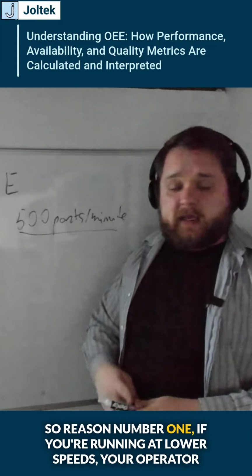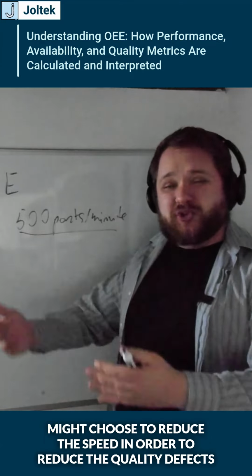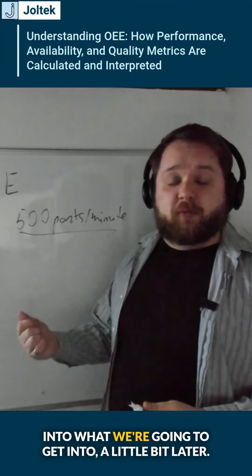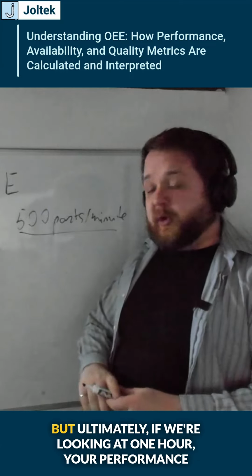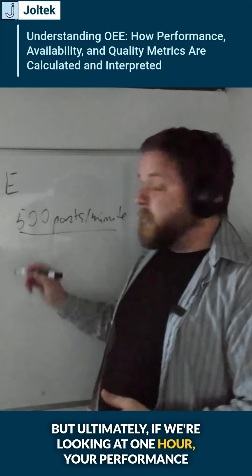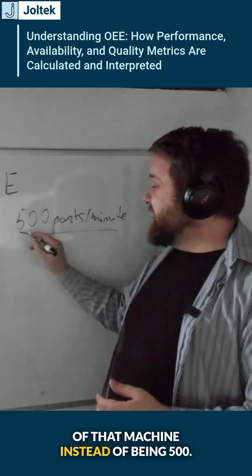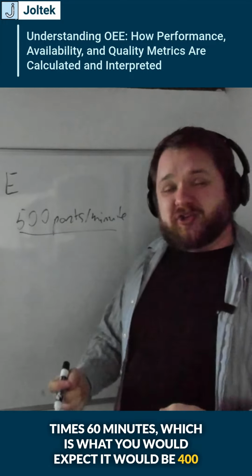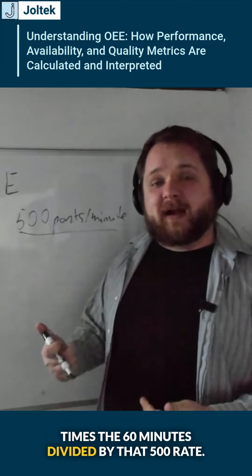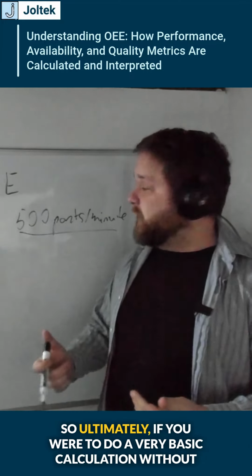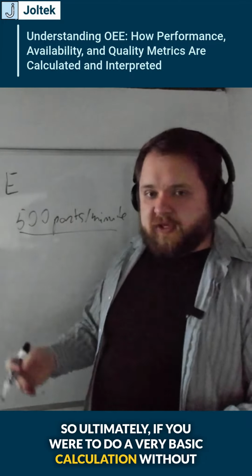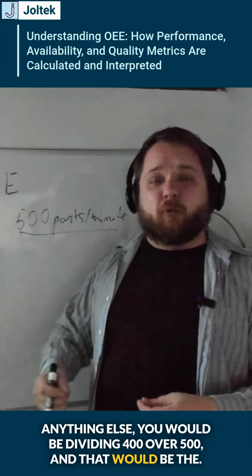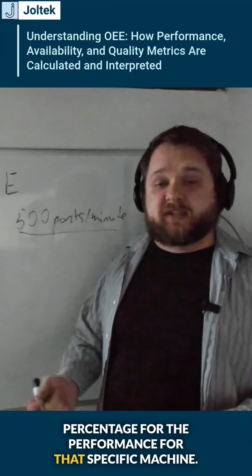Reason number one, if you're running at lower speeds, your operator might choose to reduce the speed in order to reduce the quality defects, which we'll get into a little bit later. But ultimately, if we're looking at 1 hour, instead of 500 times 60 minutes, which is what you would expect, it would be 400 times 60 minutes divided by that 500 rate. So, a very basic calculation without anything else, you would be dividing 400 over 500, and that would be the performance percentage for that specific machine.